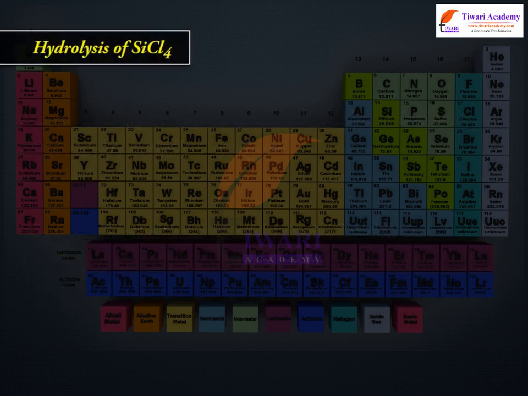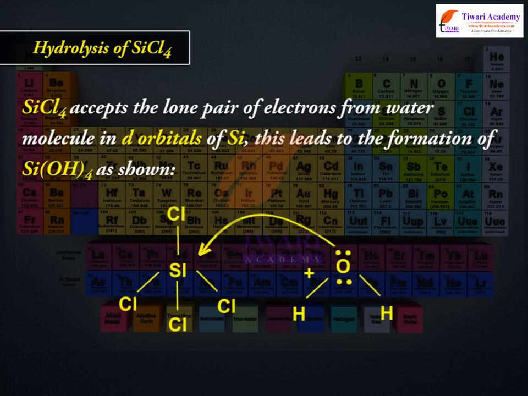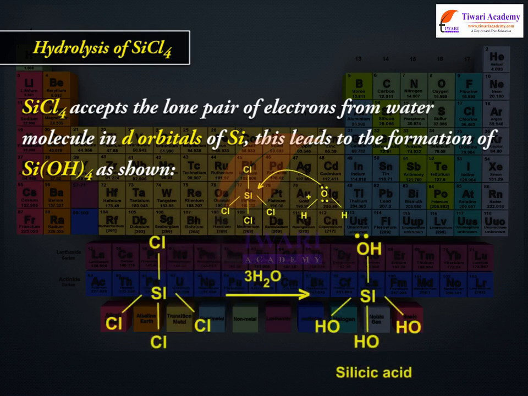Hydrolysis of SiCl4. SiCl4 accepts the lone pair of electrons from water molecule in d orbitals of Si. This leads to the formation of Si(OH)4 as shown.